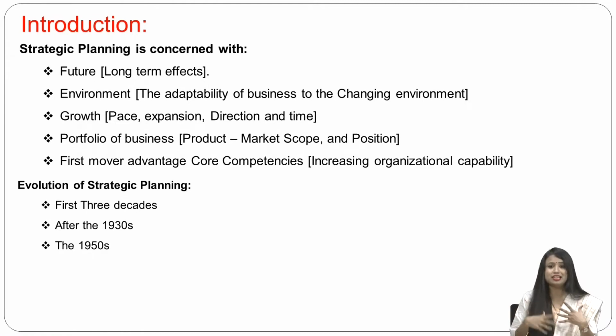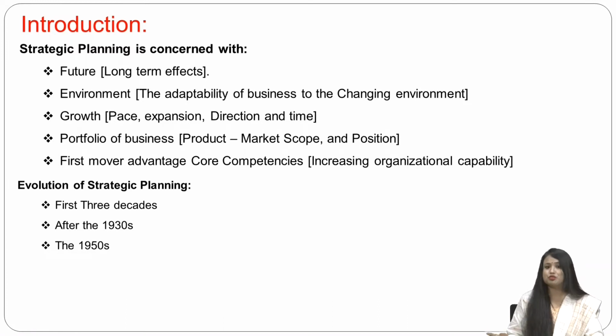So it's like increasing organizational capability. So these are the five important points which are concerned with strategic planning. That is future, environment, growth, then portfolio of businesses, then first mover advantage, core competencies. Now moving forward, we need to know the evolution of strategic planning.